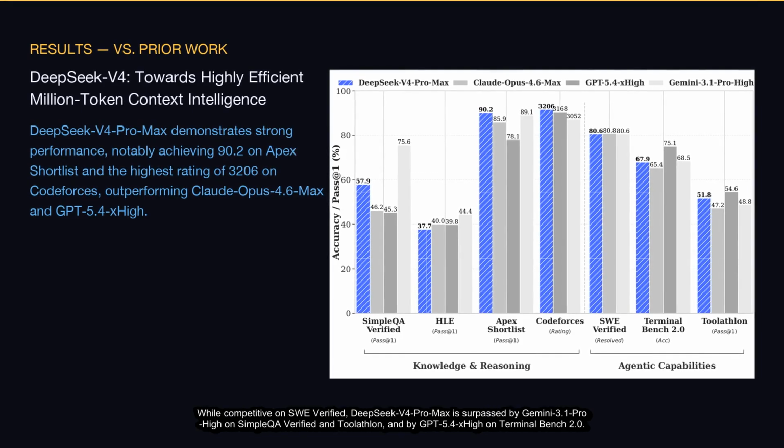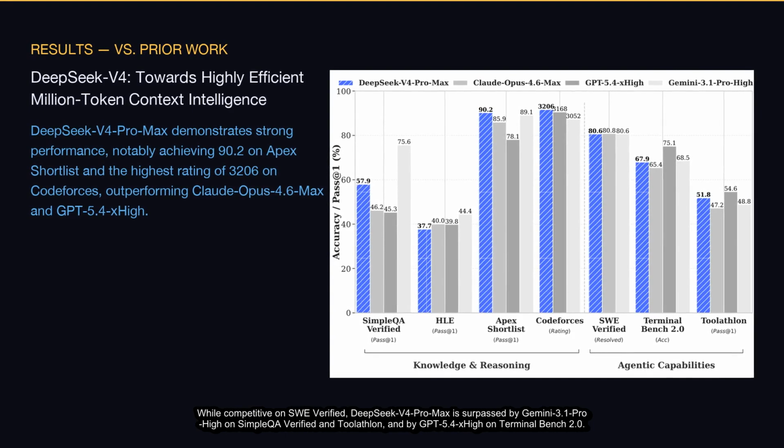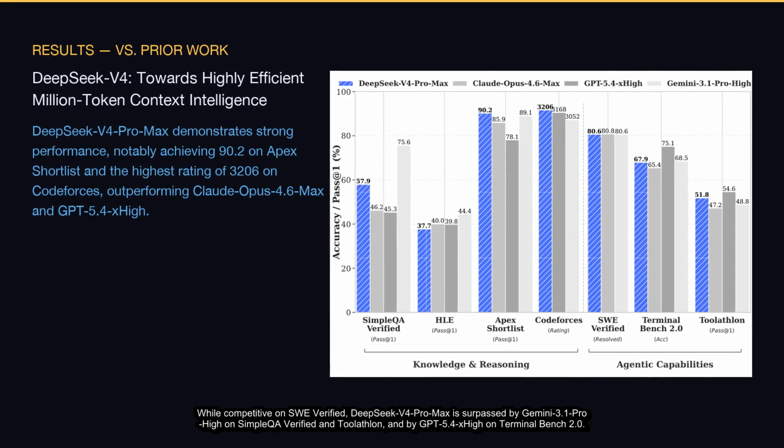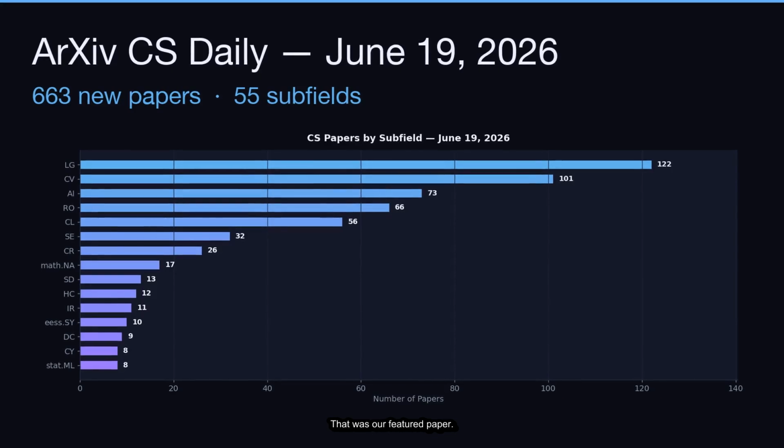While competitive on SWE-verified, DeepSeek-V4 Pro Max is surpassed by Gemini 3.1 Pro high on SimpleQA verified and Toolathlon, and by GPT 5.4x high on Terminal Bench 2.0. That was our featured paper.